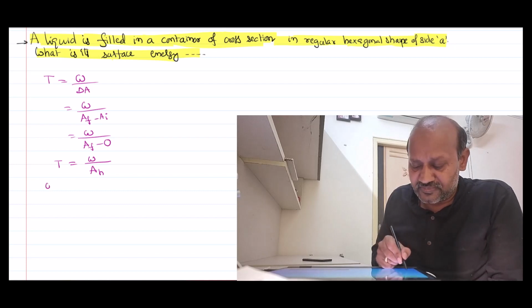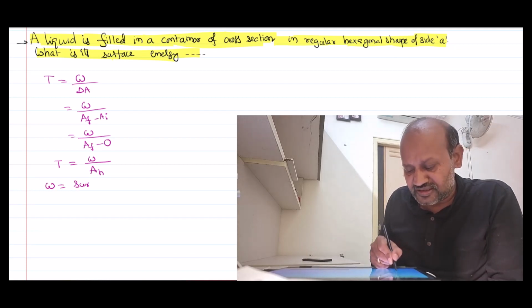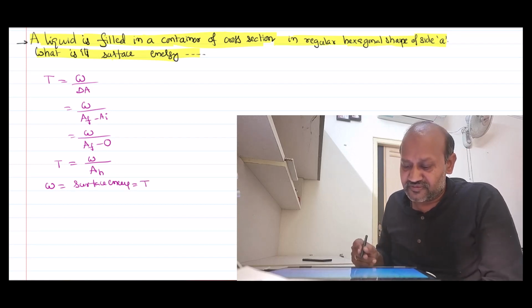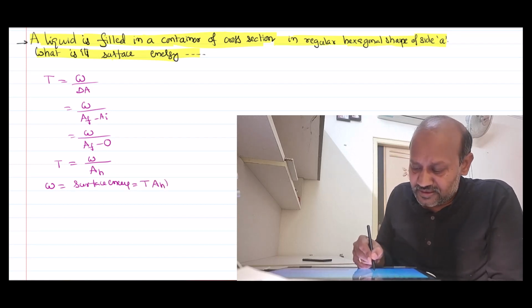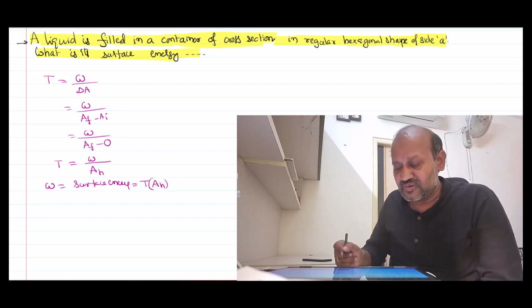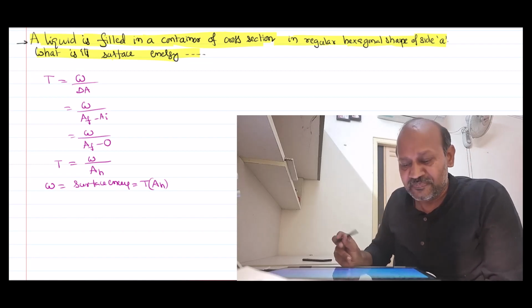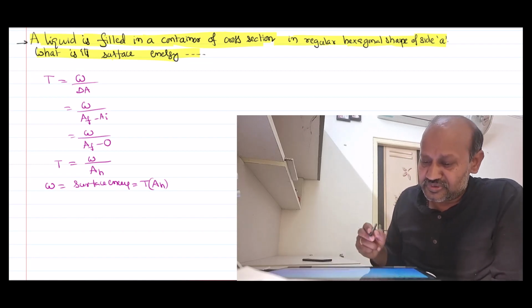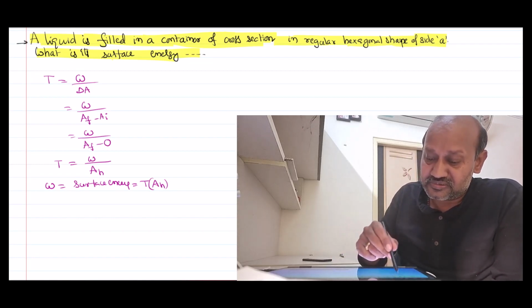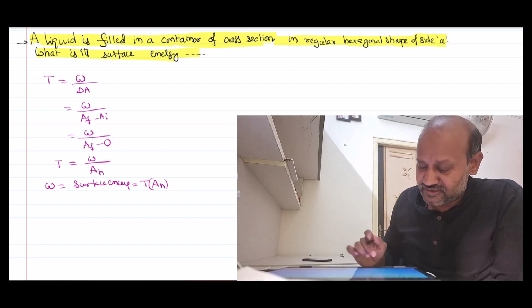So the work done, which is stored as surface energy in that liquid, can be found using the formula surface tension times the area of that hexagon. So we shall try to find out what the area of that hexagon is. Let's find out. First, let me draw a diagram of that hexagon to find its area.